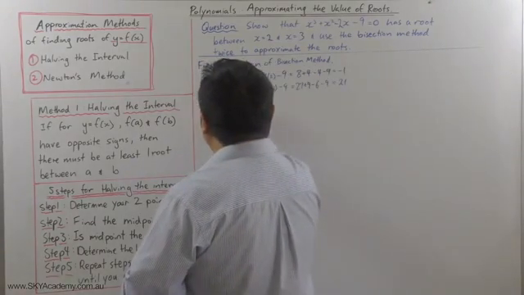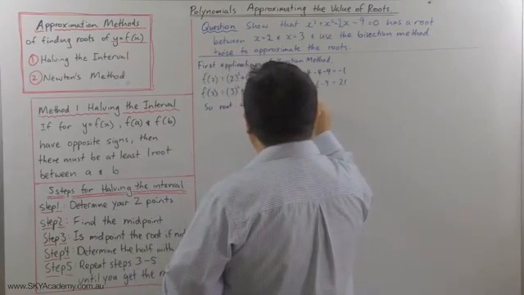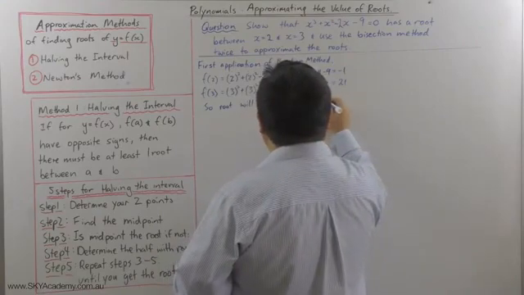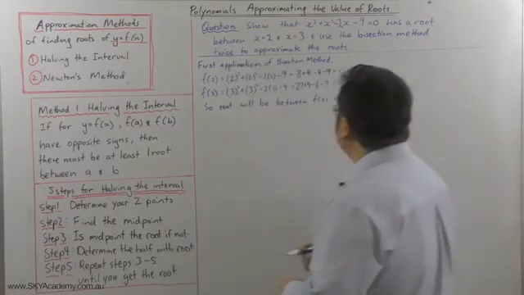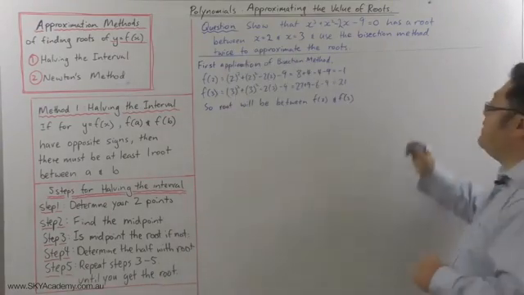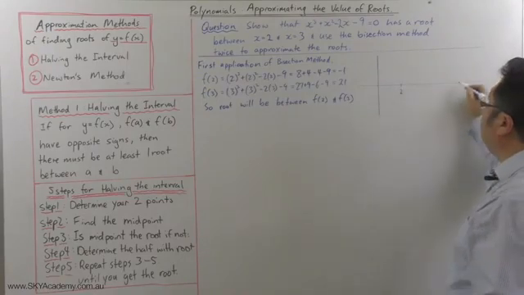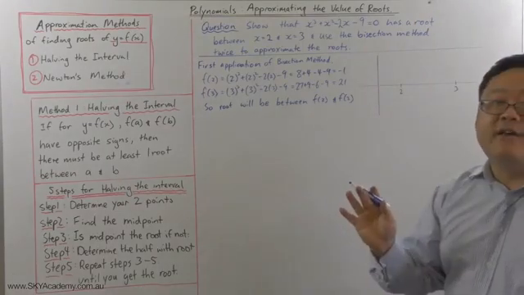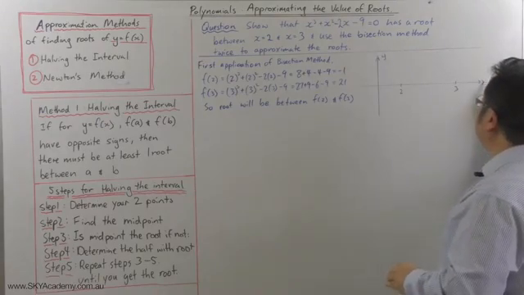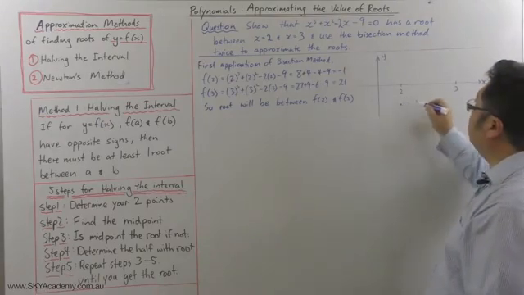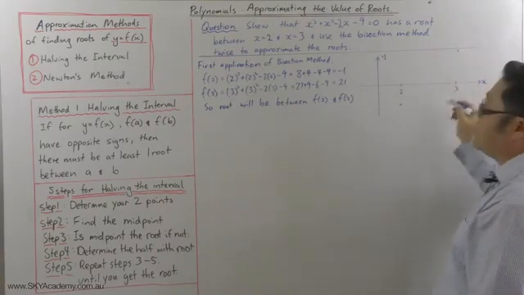So let's just write that down. The root will be between f of 2 and f of 3, which, when we graph that, looks like this. So if you've got 2 here and 3 there, I know this is not to scale, all right, but say you've got 2 there and 3 there, that's y, and that's x, and you've got minus 1 here, and plus 21 there, your root's going to be somewhere in between 2 and 3, yes?